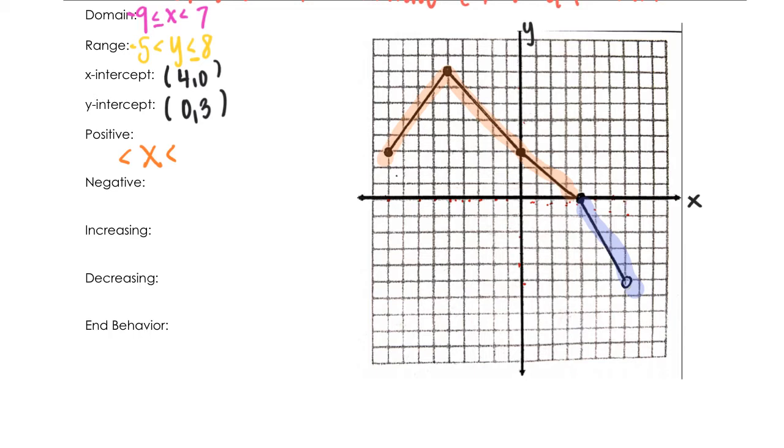You should have found that the positive regions of the graph occur in between -9 over here and +4. The negative regions of the graph start at 4 and extend to 7.